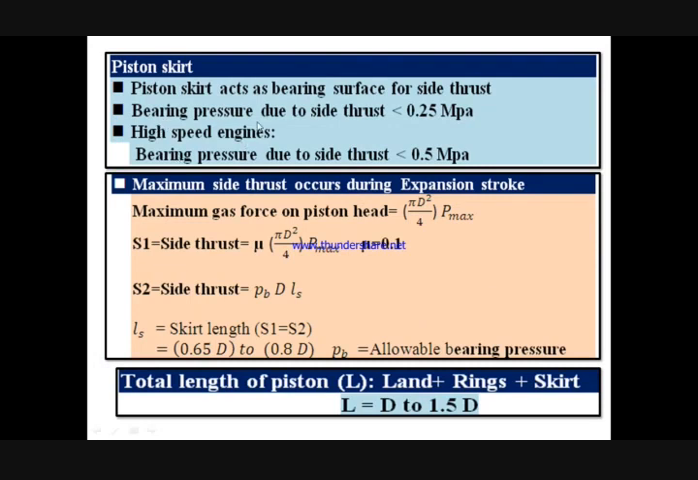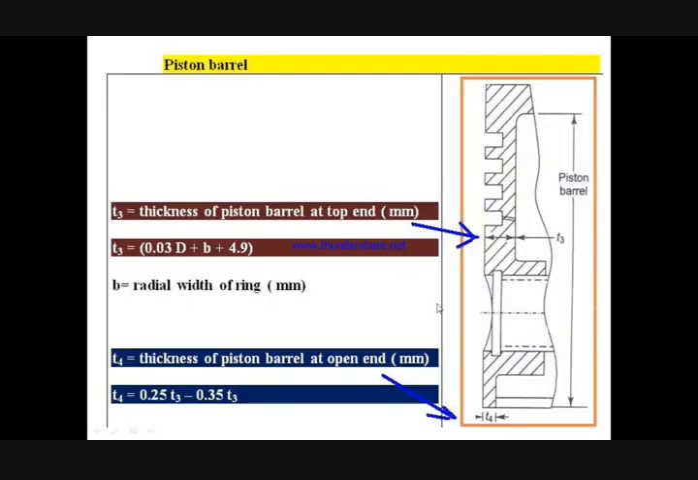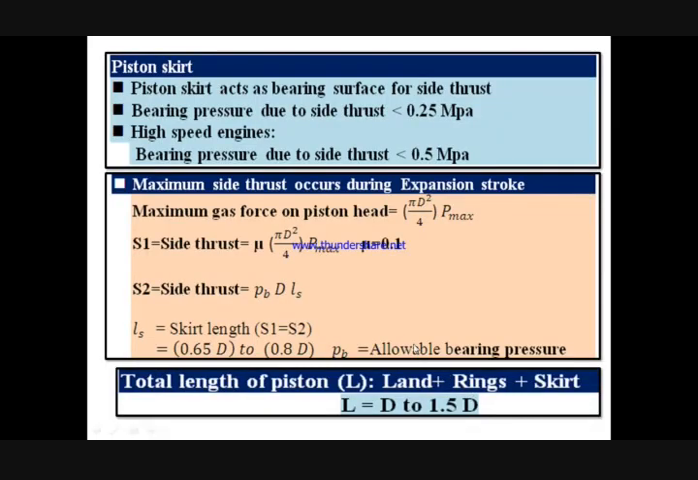So bearing pressure due to side thrust is given by 0.25 MPa for the low speed engines, and for high speed engines bearing pressure due to side thrust is given by 0.5 MPa. Here it is important that we need to find the length of the piston skirt. Length of the piston skirt means from this point to this point. So this is called the length of the piston skirt. Let us see the procedure to find that.